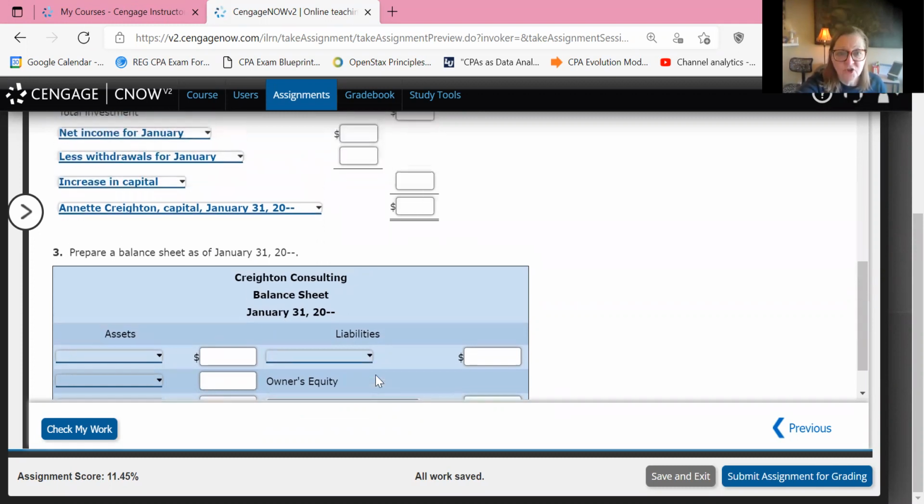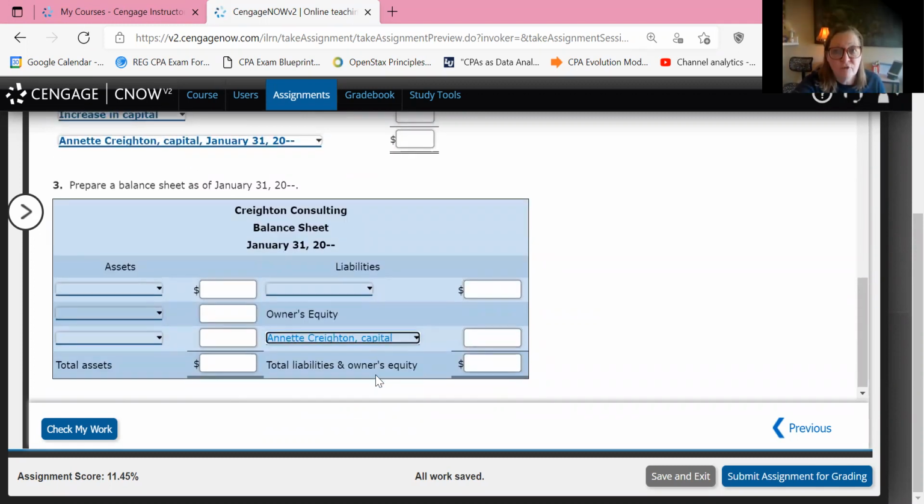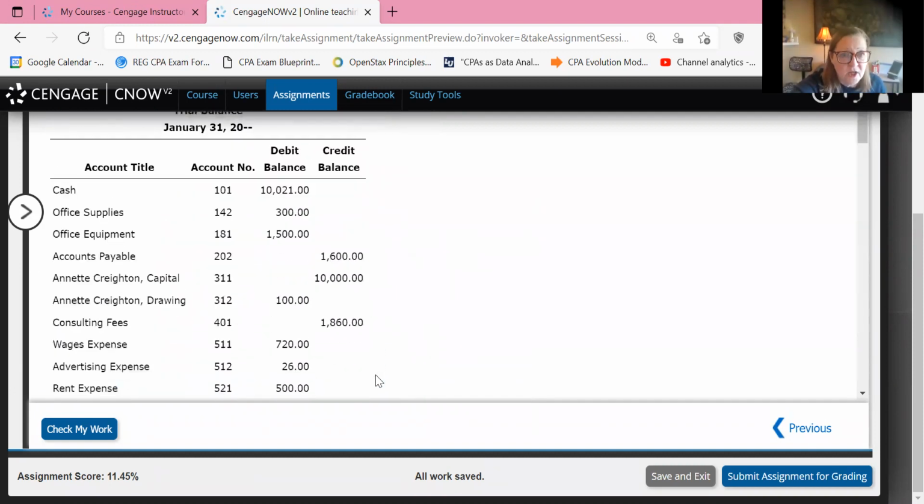Okay. And then the balance sheet pulls all the rest of its numbers from the trial balance, the first part of the trial balance where they showed cash, office supplies, office equipment. Those are the assets. They go on the balance sheet. Then accounts payable goes on the balance sheet.